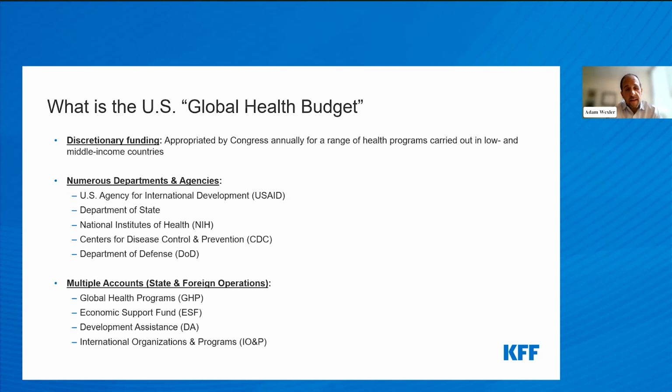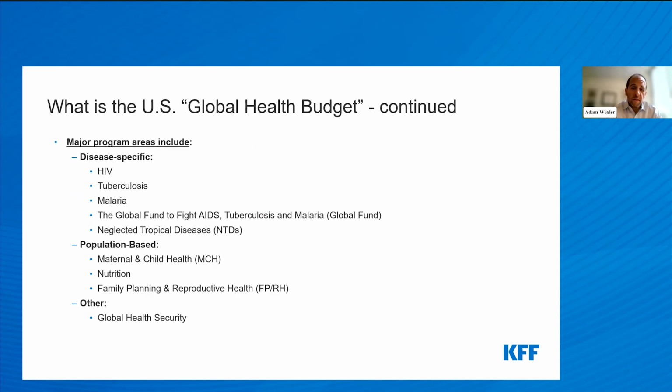And Congress provides funding to numerous departments and agencies that support this work, including USAID, the Department of State, NIH, CDC, and DoD. And within the state and foreign operations budget, there are multiple accounts that support these activities, including global health programs, economic support fund, development assistance, and the international organizations and programs account.